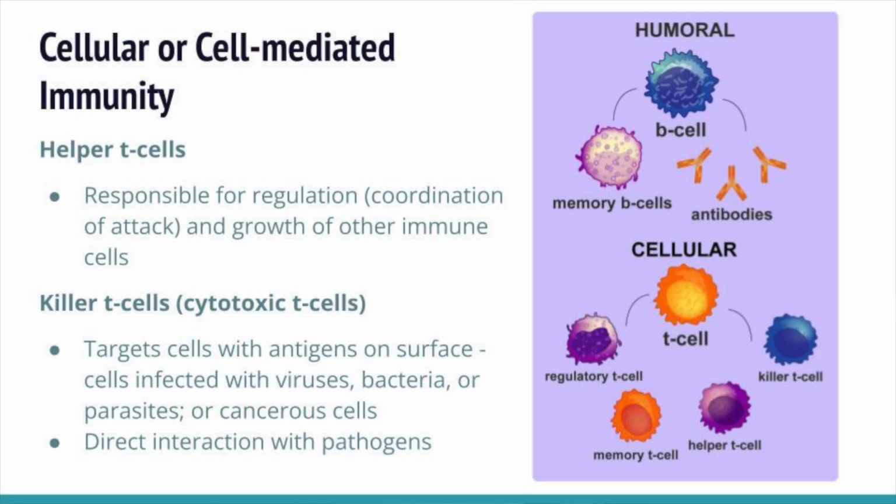So then the next cells that they make are the killer T cells. Sometimes these are called cytotoxic T cells. The killer T cells target cells with antigens on the surface, cells that are infected with viruses, bacteria, or parasites, or cancerous cells. And these cells have direct interaction with the pathogens. So these killer T cells just go right at them. They're going to go to those cells, find the cells, destroy them.